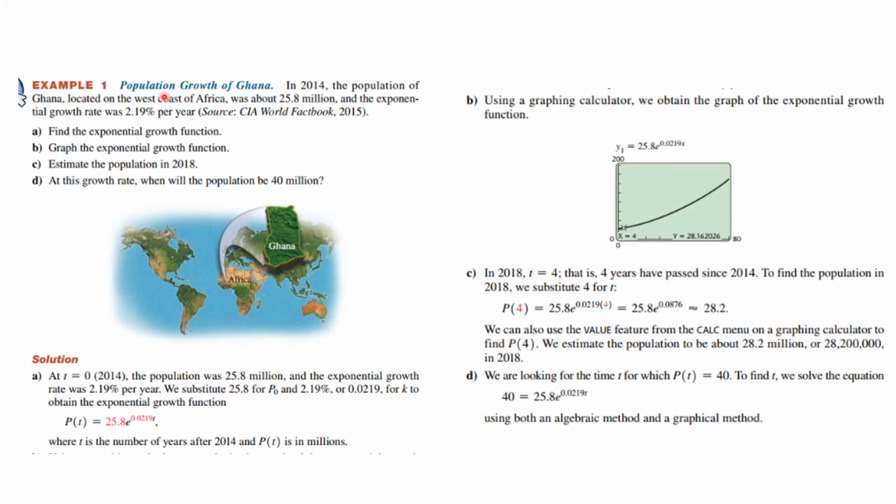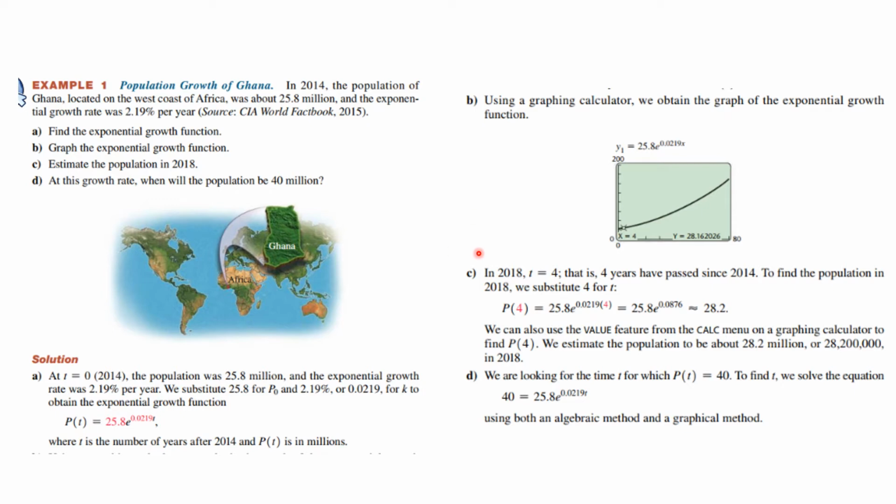Here's an example. We have the nation of Ghana, and in 2014 it had this population, and the exponential growth rate was this in percentage per year. These are the things we're to find. To find the growth function, we're just going to substitute in. At t equals 0, we will call it 2014, and that gives us the initial P0, which I put here. The growth rate was this per year, and I write that as a decimal in the exponent. So this is the equation that represents this, and that's the answer to part A.